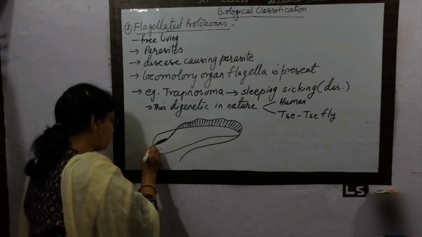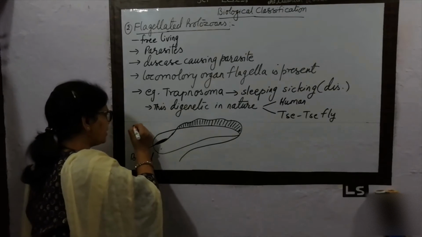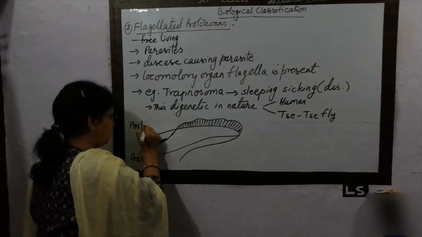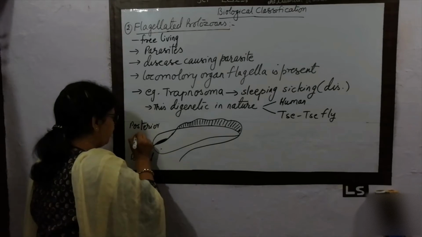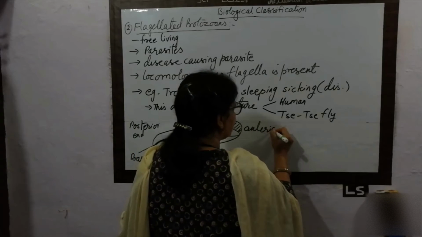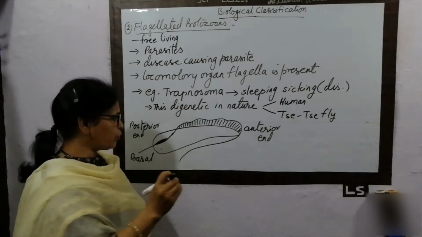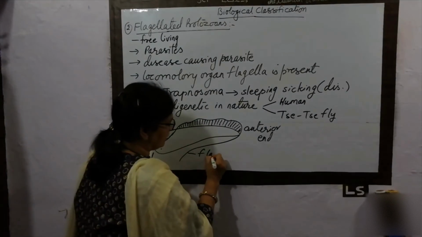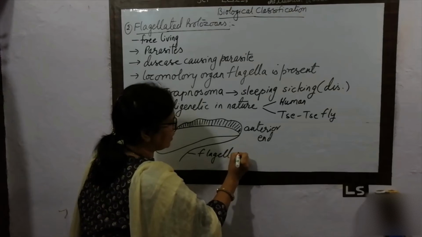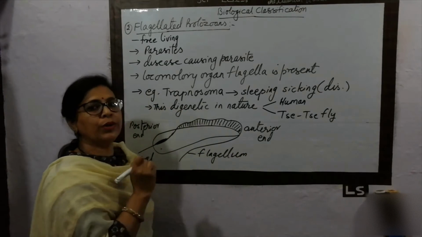This is the basal part, and this flagellum arises from the posterior end. This is the anterior end. So it runs along the body from here, and this is the flagellum. This flagellum helps it to locomote from one place to another.